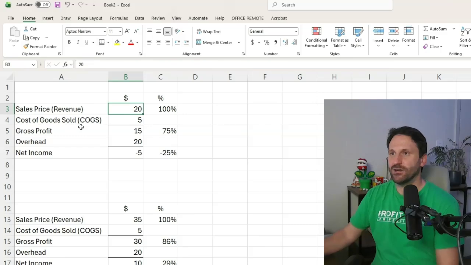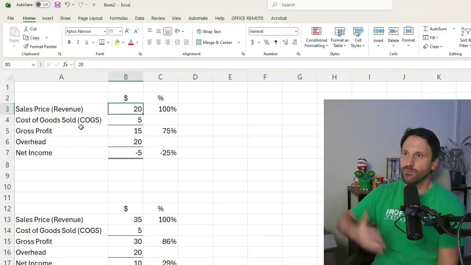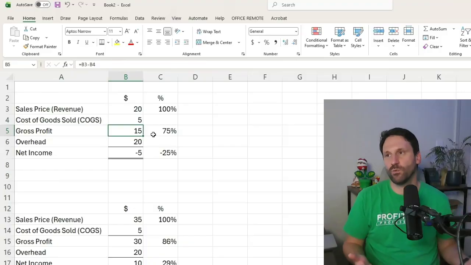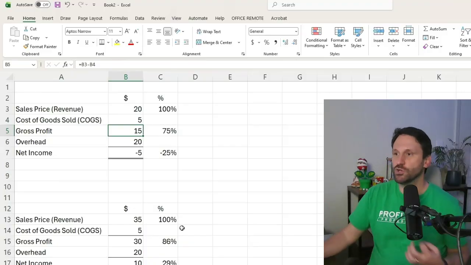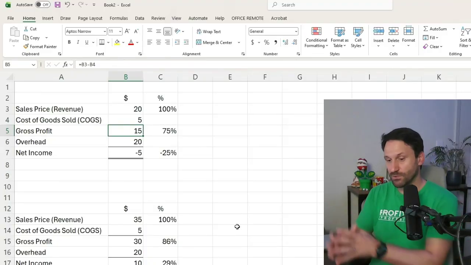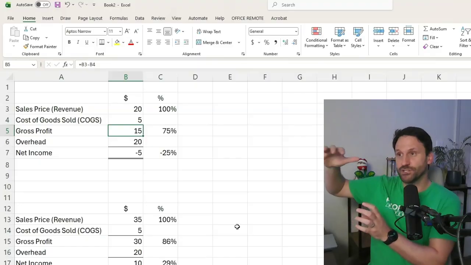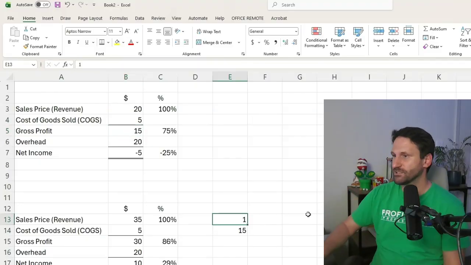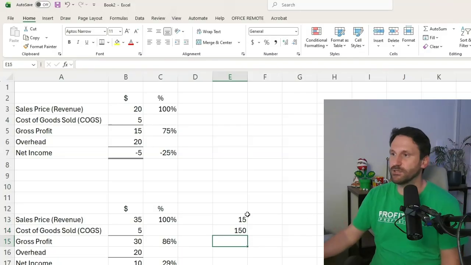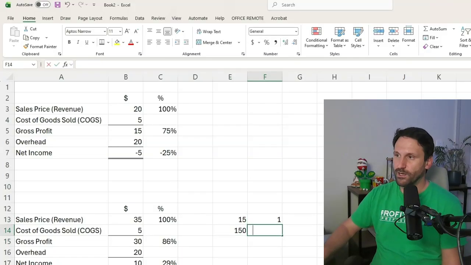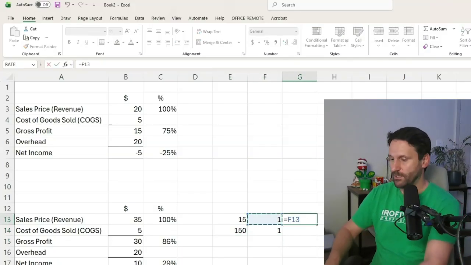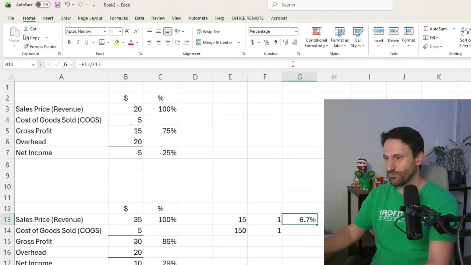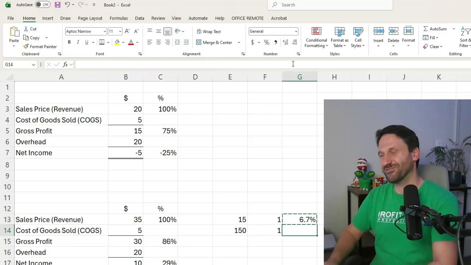15 is not 100% of 20, obviously. We didn't have to double our sales price, in other words, to get a double gross profit. And it's just because of the way that percentages work. If you add a number to a small number, you get a bigger percentage increase than if you add that same number to a larger number, right? Let's just say I had 15 and I had 150. If I add 1 to each of them, 1 is going to be, what's this? 6.7% of the total. I'm so sorry.